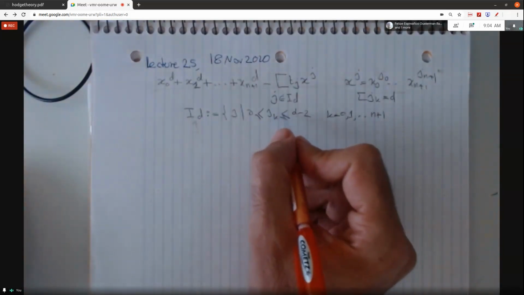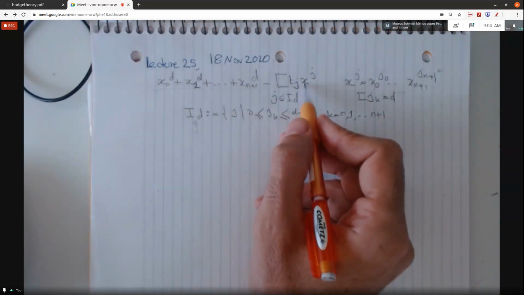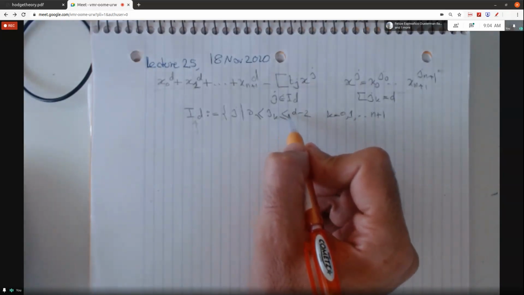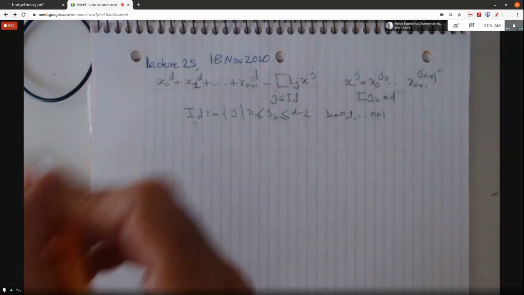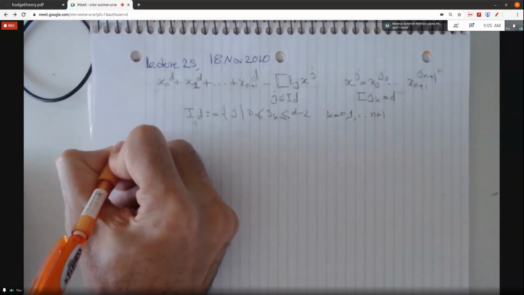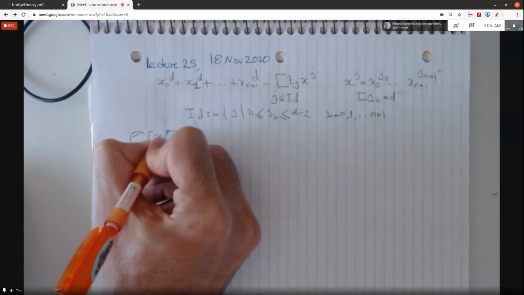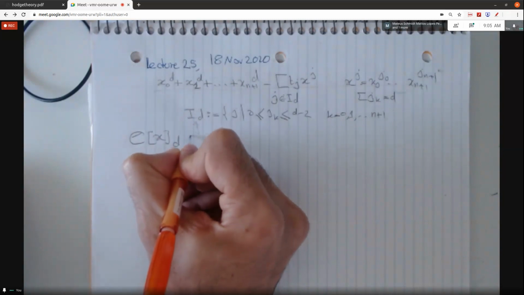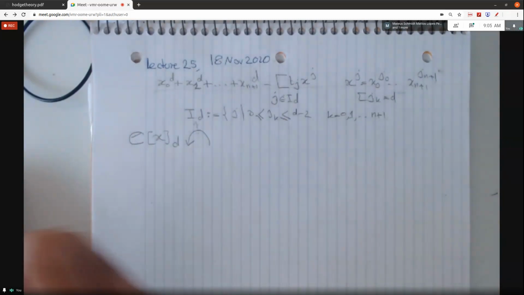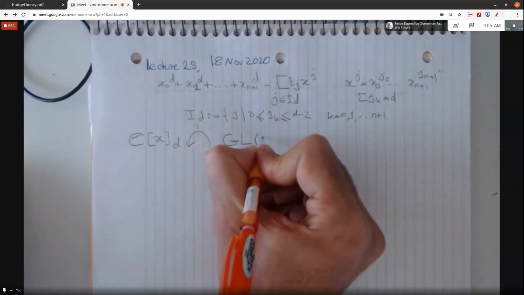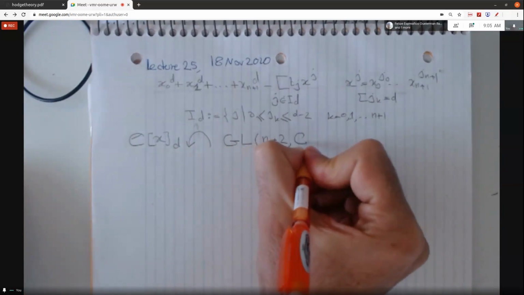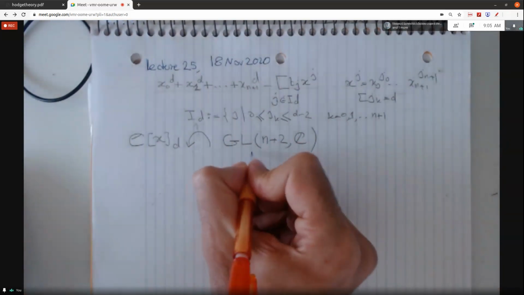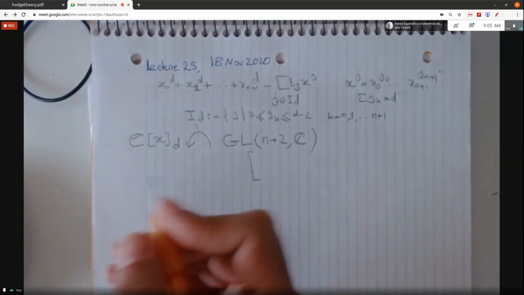The reason why we take monomials whose exponents of x_i are at most d minus 2 is the following. Consider all homogeneous polynomials of degree d. There is a group action: GL of n plus 2, the (n+2) by (n+2) matrices with non-zero determinant, acts here. This is the linear action.